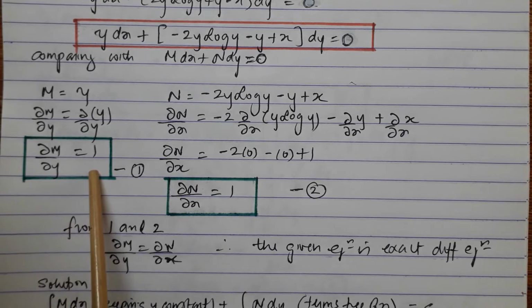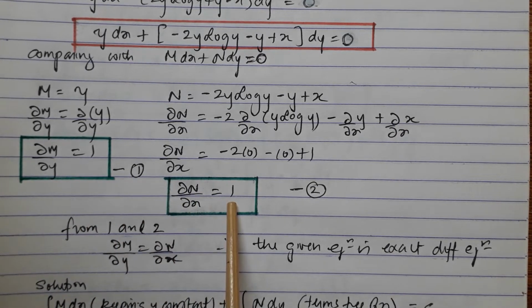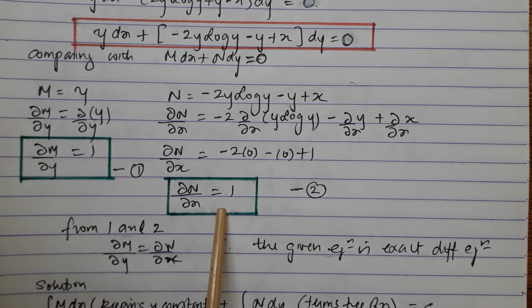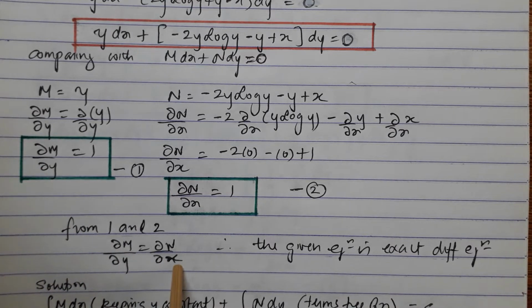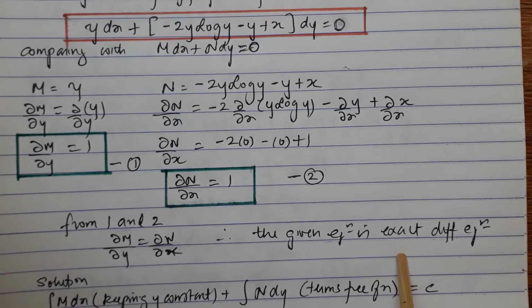So del M by del y is equal to 1, which we call as 1. Del N by del x is equal to 1, which we call as 2. So from 1 and 2, we can say that del M by del y is equal to del N by del x. So we can conclude that the given differential equation is an exact differential equation.